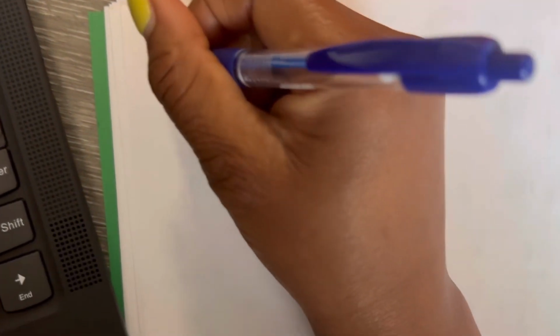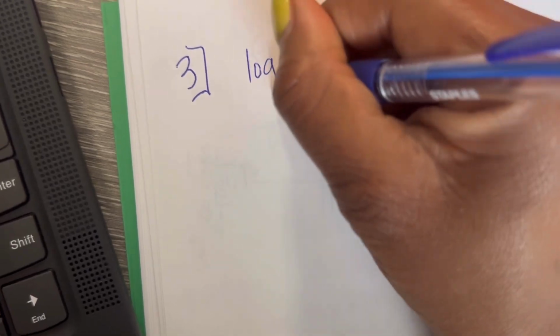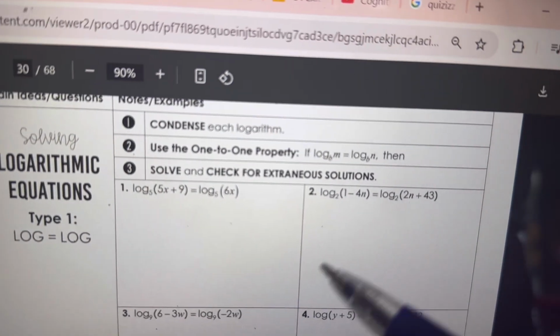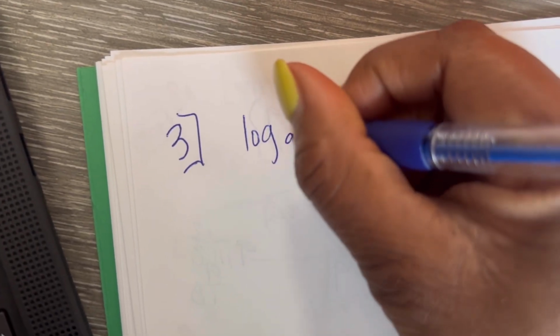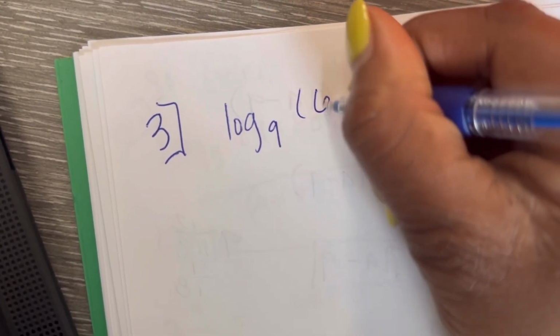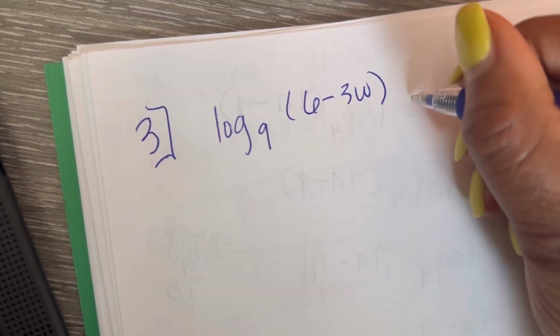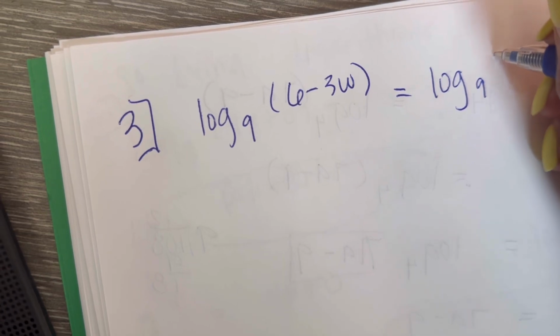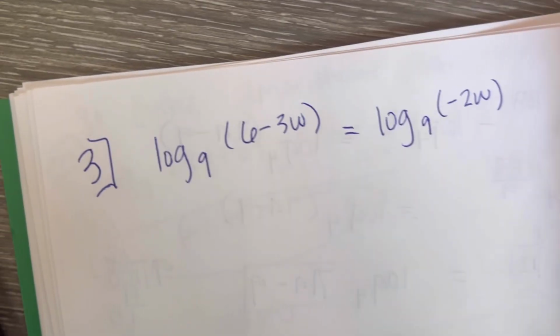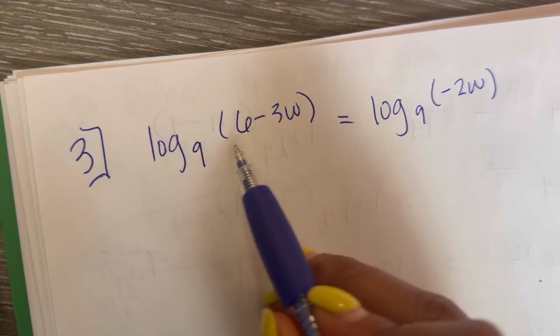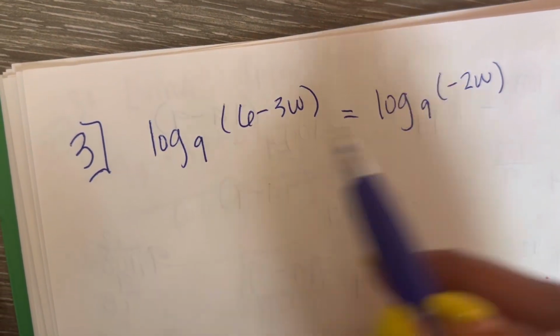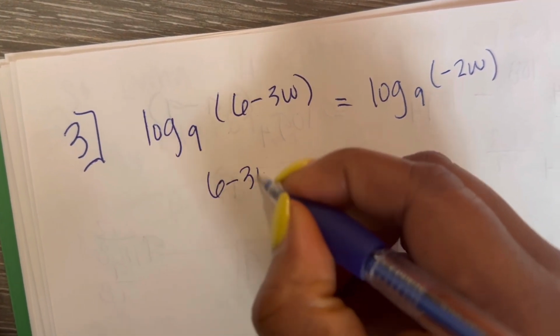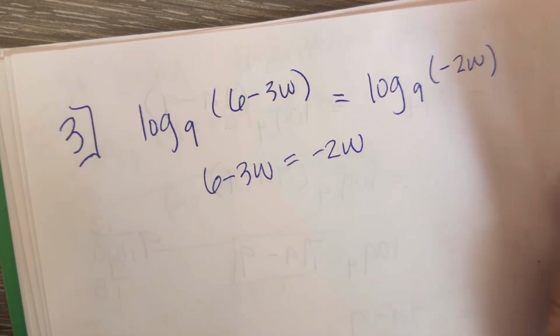All right, one more thing to add. You have to make sure you check for extraneous solutions. So for example, it says solve and check for extraneous solutions, meaning solutions that actually don't work. So say you have log base 9 of 6 minus 3w equal to log base 9 of negative 2w. We're going to set the arguments equal to each other because we have the same base, right? So 6 minus 3w equals negative 2w.